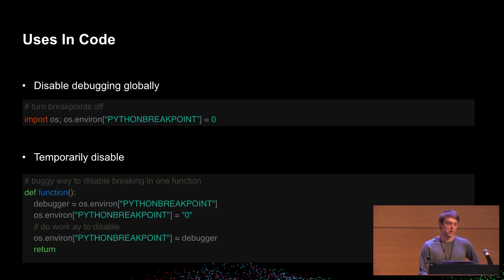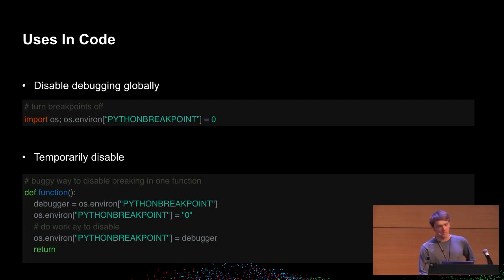You can actually import OS and then set the environment variable in the OS library, or the environment variable in your system, but you can set it from the OS library to 0. Or you can disable it for a function. This is a little buggy way to do it, to temporarily disable it while you're debugging a function.